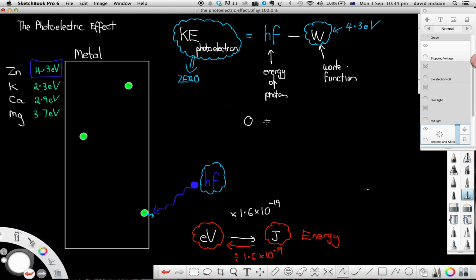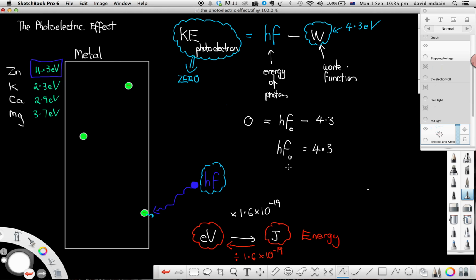and it's going to be 0 equals hf. Now, this f we're working out is a very special frequency. It's called the threshold frequency, the minimum frequency that can knock an electron out of the metal. So it's got a special subscript, f0. That's called the threshold frequency. Minus W, well in this case we know that W is 4.3. So there's our little equation. In other words, hf0 equals 4.3.